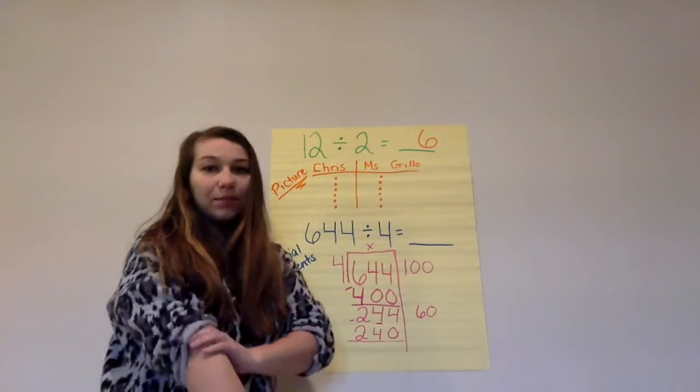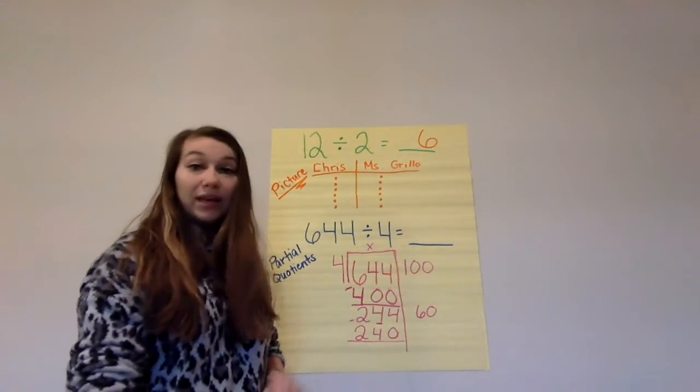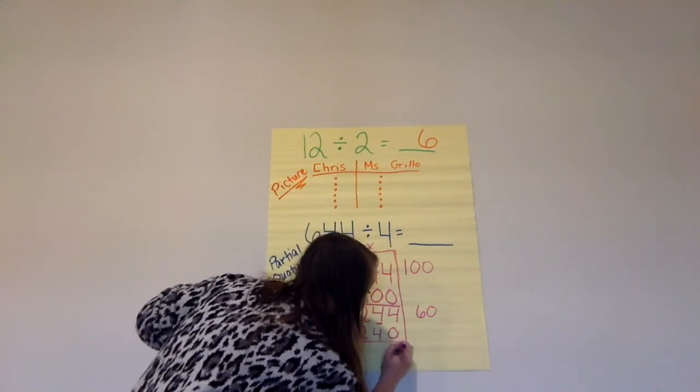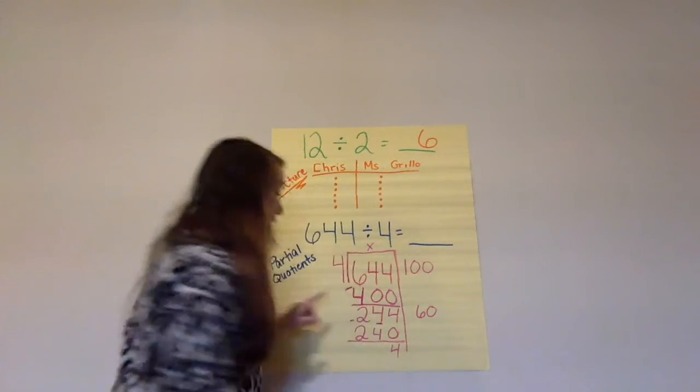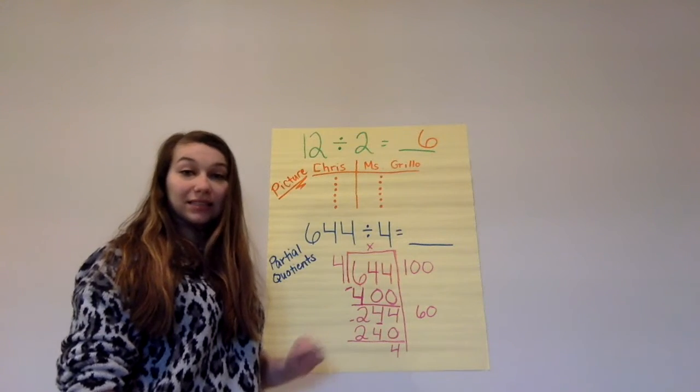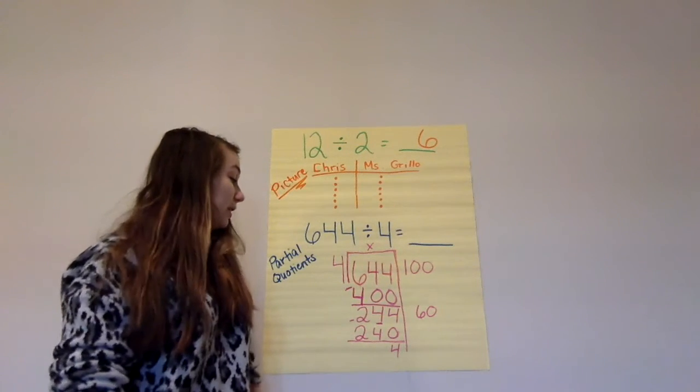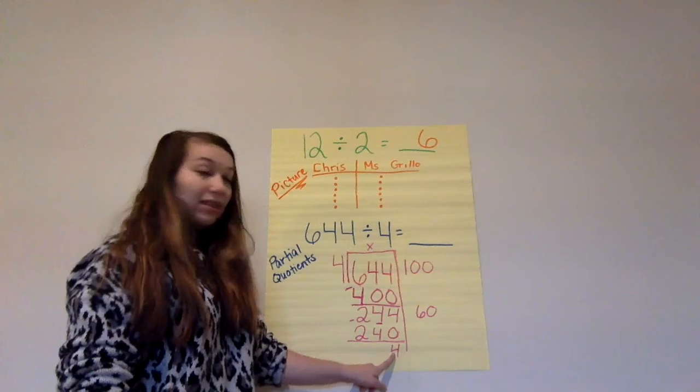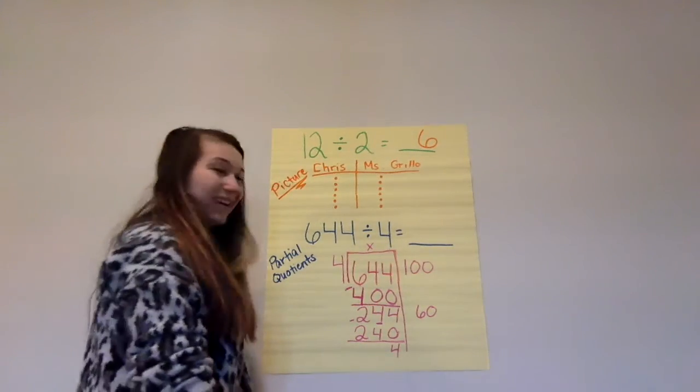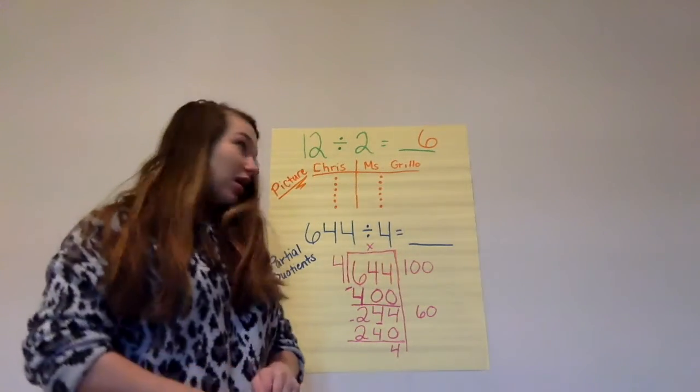We start on our ones place. 4 minus 0 is 4. 4 minus 4 is 0. And 2 minus 2 is 0. So we are left with 4. Are we done? Not quite yet.